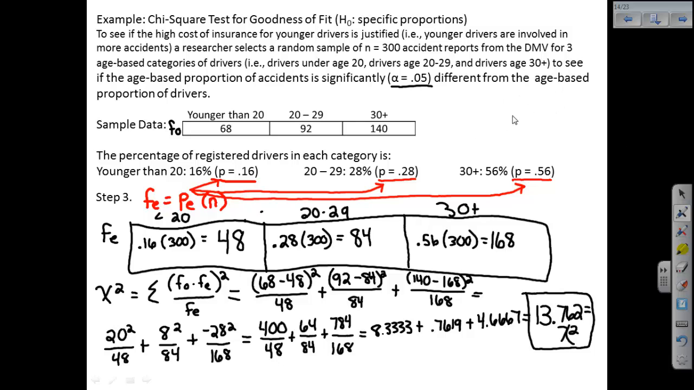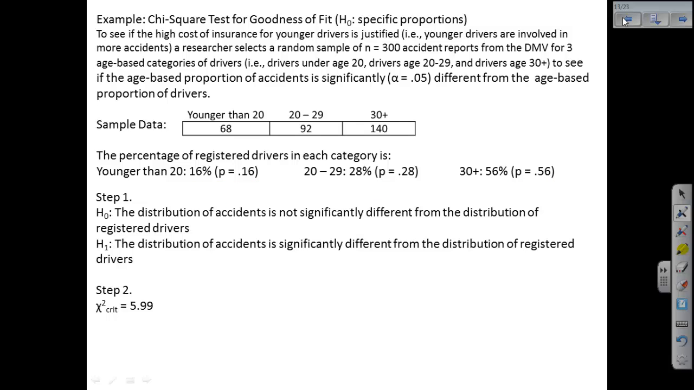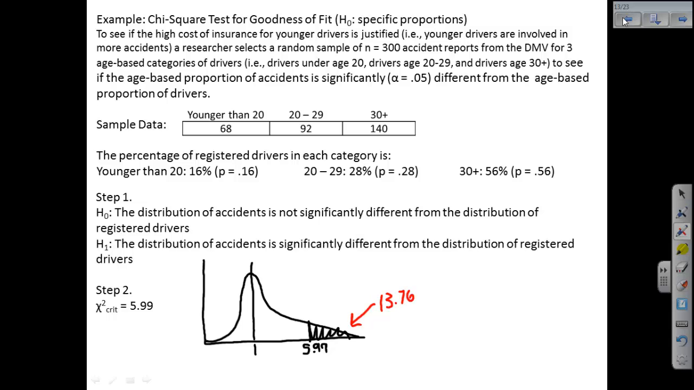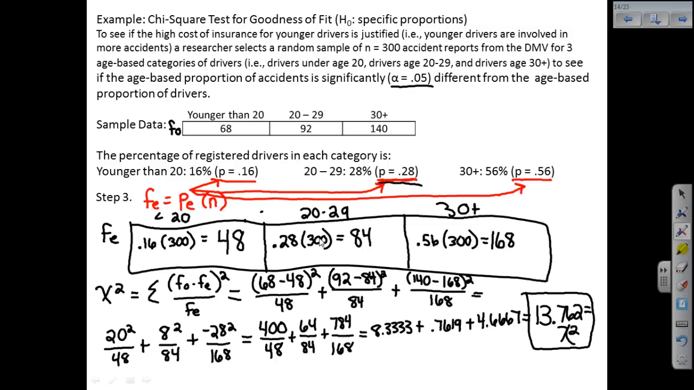So now we want to see if this falls in our critical region, 13.762. And it totally does. The critical value is 5.99. And our 13.762 tells us that, if we're thinking about the alpha level and the sampling distribution, there's less than a 5% chance that we would get this much of a difference between our observed frequencies and our expected frequencies just due to random sampling error, just due to random chance.